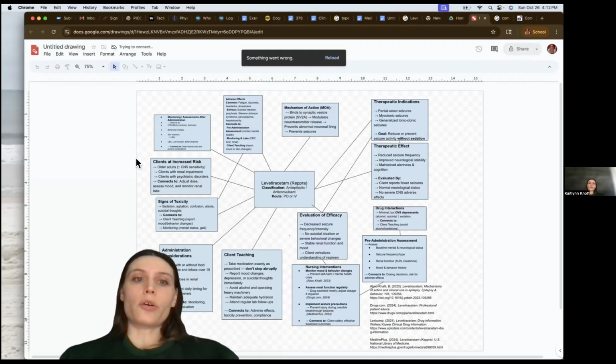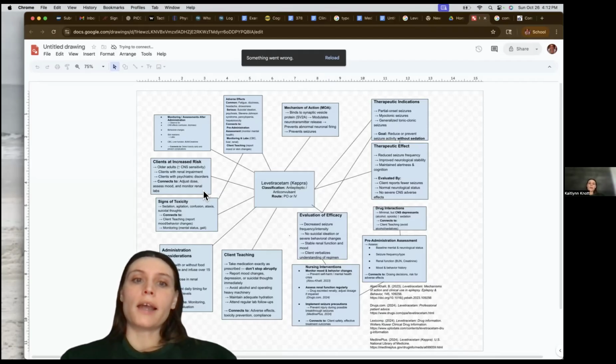And then from there, we're going to go to clients at increased risk. So older adults are going to be at an increased risk with an elevated CNS sensitivity. Clients with renal impairment, it's super important that we're watching those labs and monitoring those BUN and creatinine levels. So obviously, if they have a renal impairment, that is an increased risk.